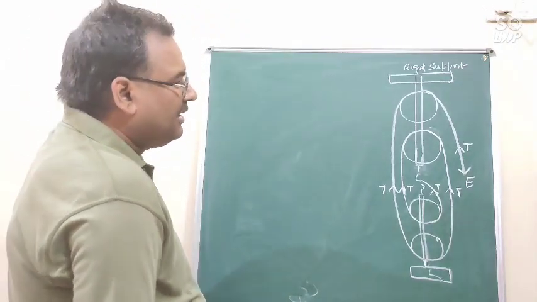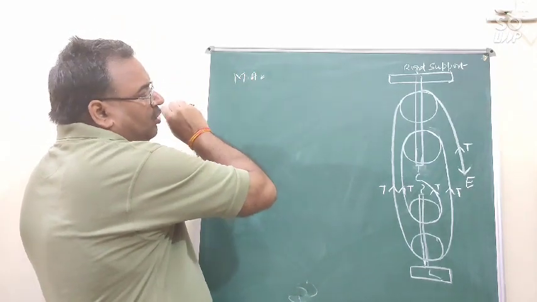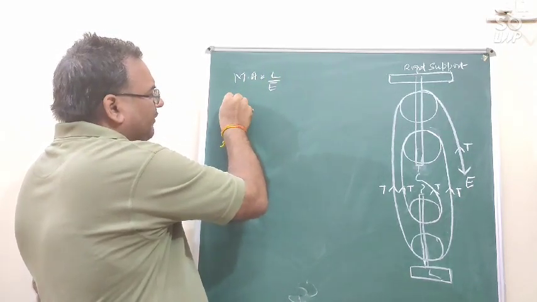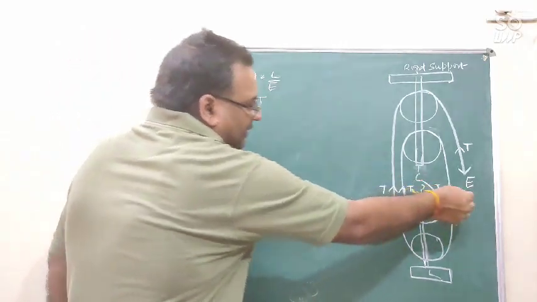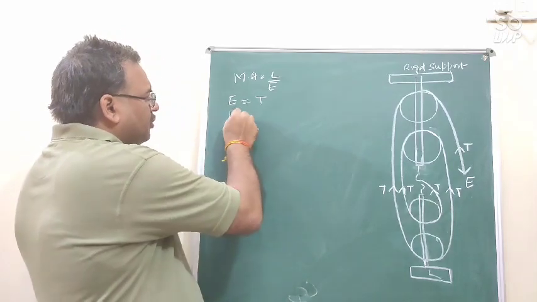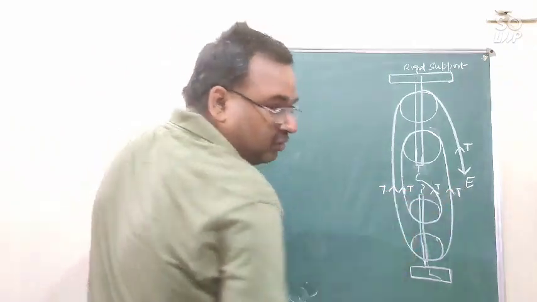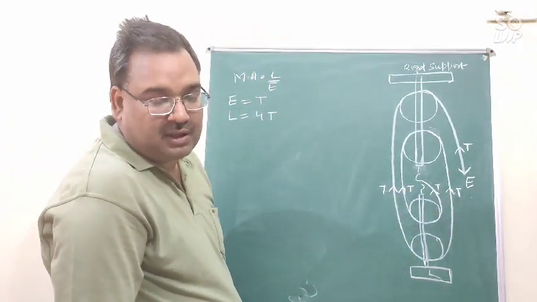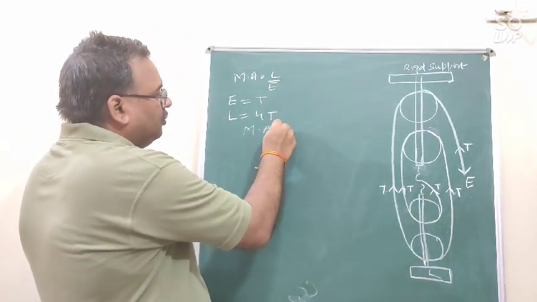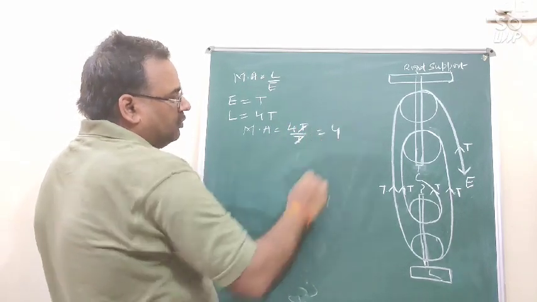Now we find out the mechanical advantage again of this system. Mechanical advantage is equal to load upon effort. Effort is equal to tension T here. This effort is equal to this tension. Now the load is supported by how many tensions? Load is equal to 4T: 1, 2, 3 and 4. These are 4 segments of the string that are supporting the load. So L is equal to 4T. So mechanical advantage is equal to 4T upon T, that is equal to 4.